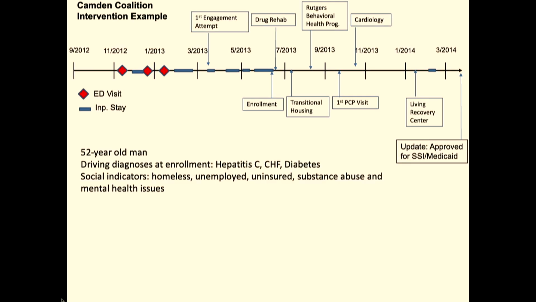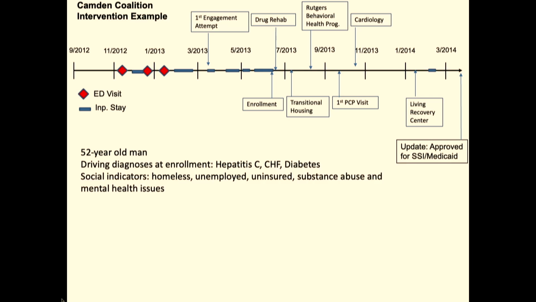So here's an example. This is from almost 10 years ago, but it still is very relevant. Here you have a timeline for an individual who's 52 years old and has 3 diagnoses: hepatitis, congestive heart failure, and diabetes. Those are 3 chronic conditions, and they're quite difficult to manage. So this is the medical complexity. You also have the social complexity, where the individual is homeless, unemployed, uninsured, and has substance abuse and mental health issues. So clearly, there's a lot of complexity in this particular patient.